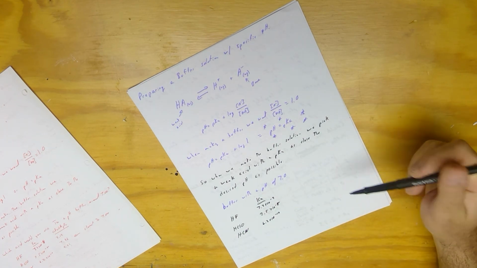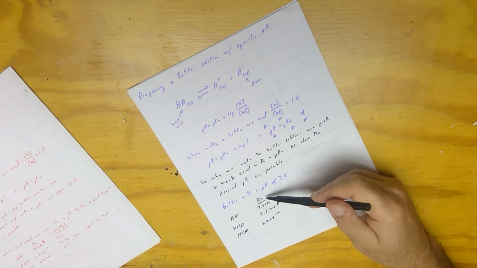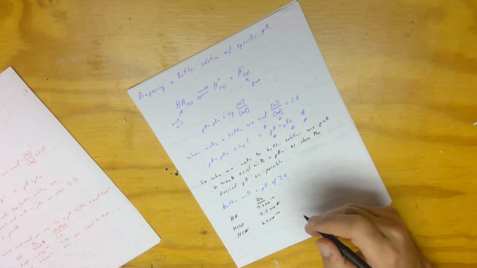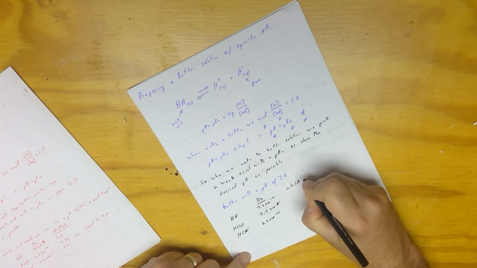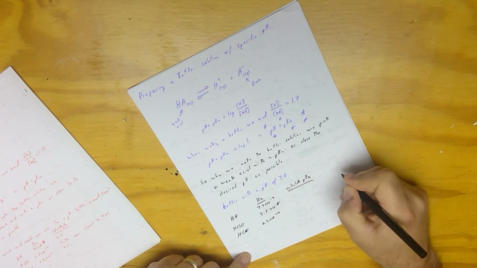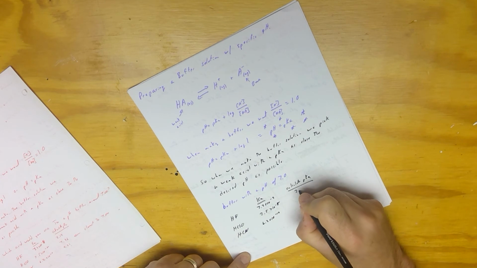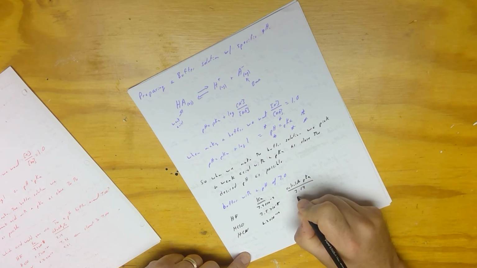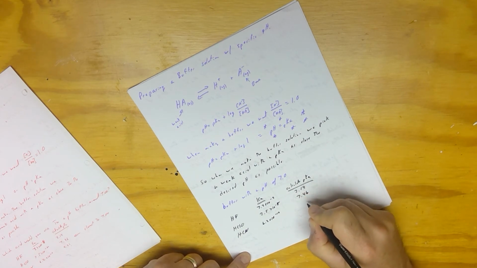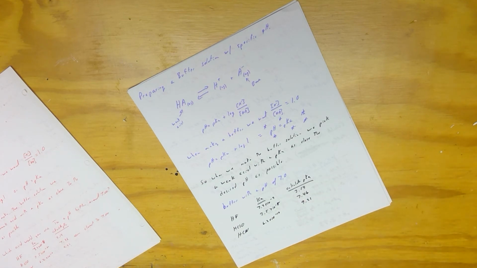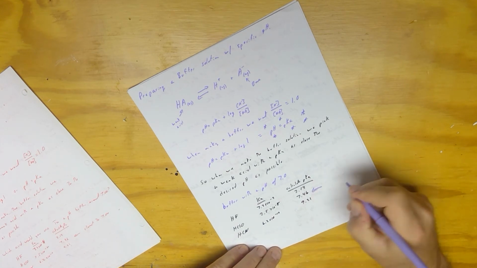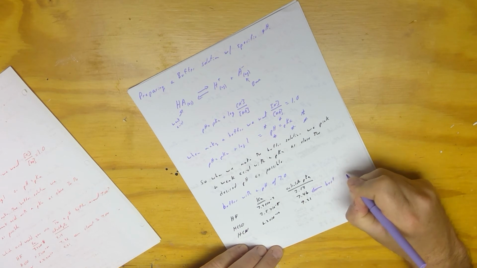Well, before you can decide, we have to convert Kas to pKas. So we calculate our pKas. This ends up being 3.14. This one is 7.46. And this is 9.21. So if I want a pH of 7, which of these three would be the best? This one would be the best for our buffer.